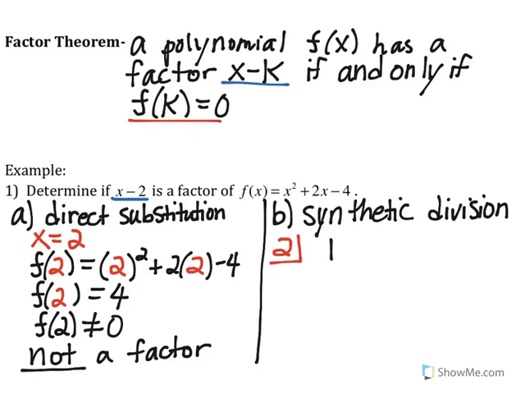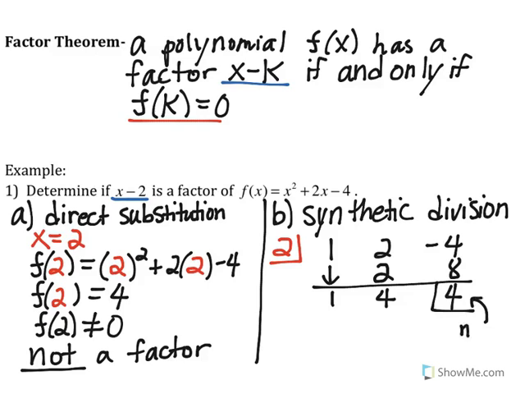We're going to list our coefficients out and do synthetic division. Bring down the 1, multiply by 2, add that, multiply by 2 again, and add, and you get a remainder of 4. So you'll notice the remainder comes out to the same answer as if you evaluated it. Since that is not 0, it's not a factor. We're going to do one more so that you can see what would happen if it is a factor. But those are your two options.